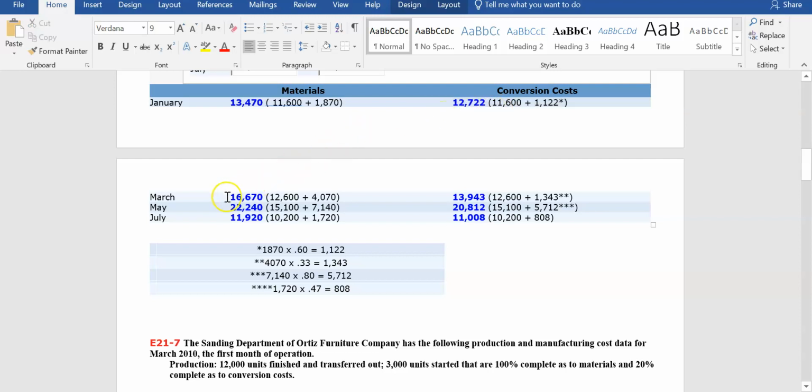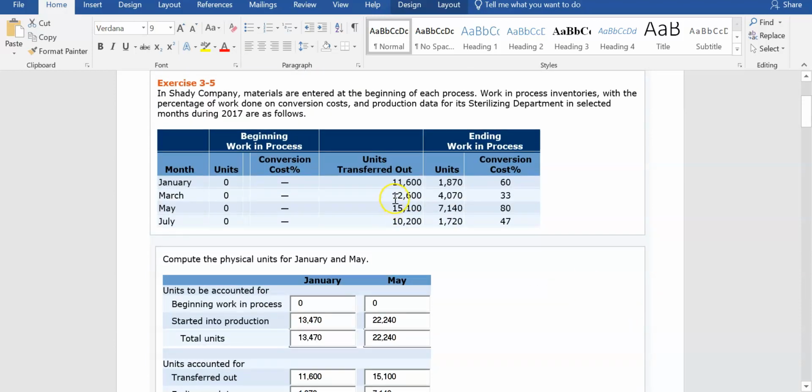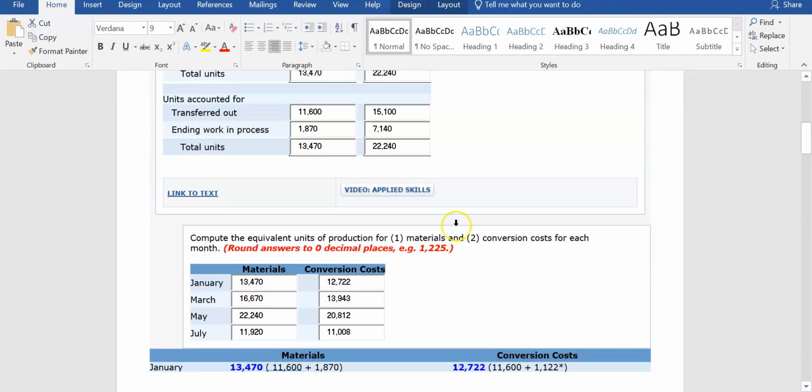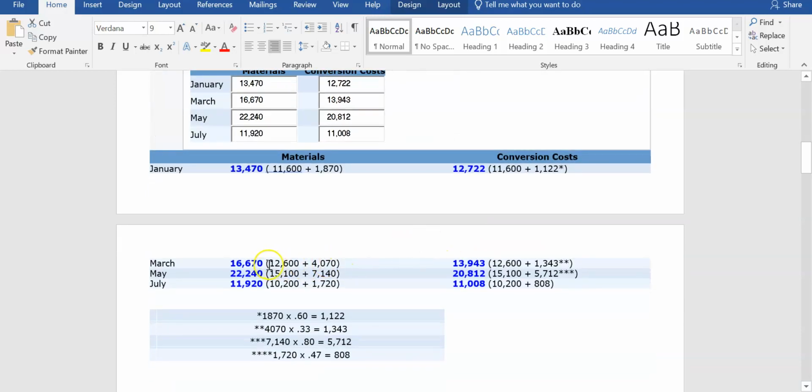Okay. Let's see what happens in March. Again, in March, they had 12,600 units completed and transferred out, and 4,070 units still in process at the end of the period. With respect to materials, those units are 100% complete. They have all materials added to them. So 12,600 and 4,070 at 100% complete means equivalent units of 16,670.